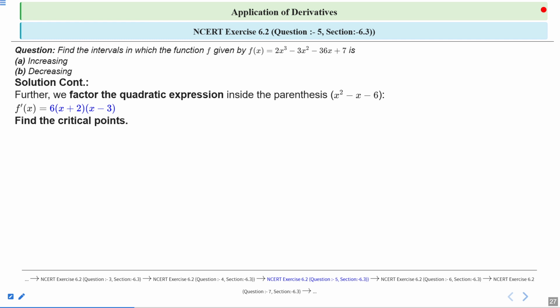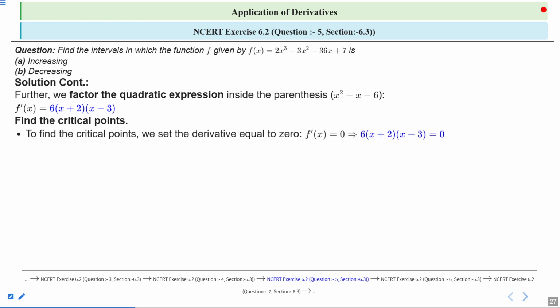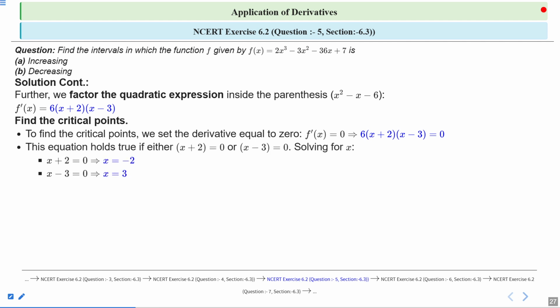So we need to find the critical points. To find the critical points, we set the derivative equal to 0. That is, f dash x equal to 0. So 6 times x plus 2 into x minus 3 will be equal to 0. This equation holds true if either x plus 2 equal to 0 or x minus 3 equal to 0, right? Solving for x: x plus 2 equal to 0 implies x equal to minus 2, and x minus 3 equal to 0 implies x equal to 3, right? So the critical points are x equal to minus 2 and x equal to 3.